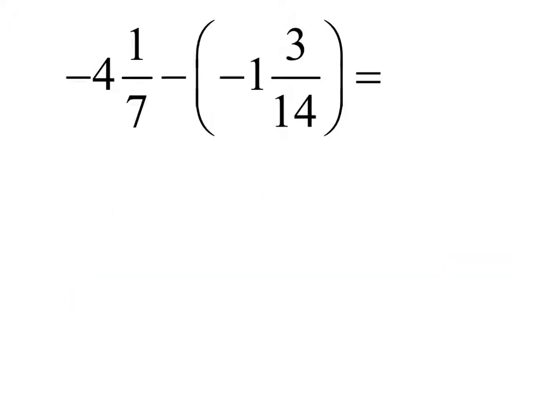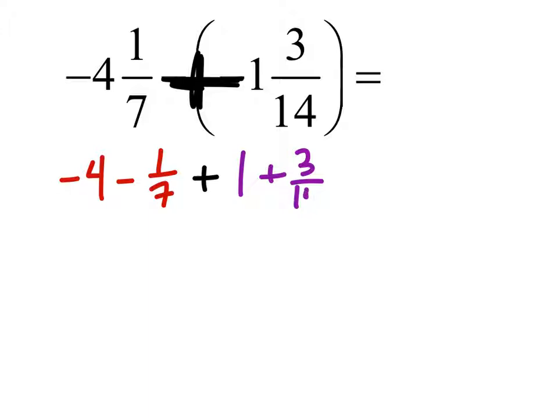Right here, we got minus that negative stuff again, so I'm going to change that to a plus. So I really have -4 minus 1/7. And then we're going to add this to 1 and 3/14. So rearranging this, I got -4 plus 1 minus 1/7 plus the 3/14.